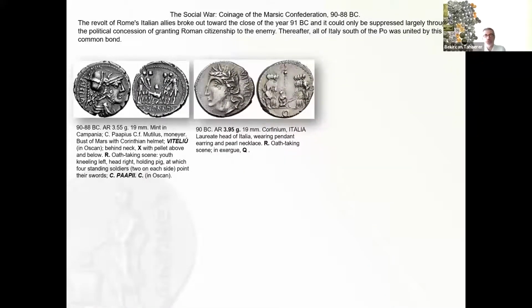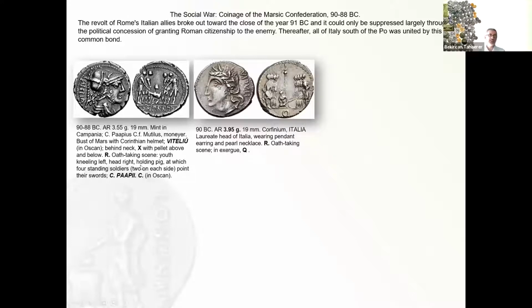Then comes the Social War. Coinage of the Marsic Confederation during 90 to 88 BC. The revolt of Rome's Italian allies broke out toward the close of the year 91 BC, and it could only be suppressed largely through political concession of granting Roman citizenship to the enemy. Thereafter, all of Italy, south of the Po, was united by this common bond. So everyone became Roman.